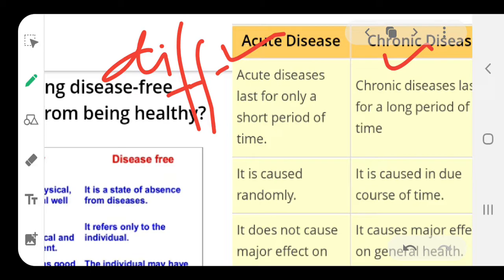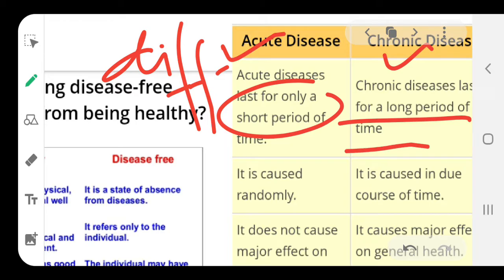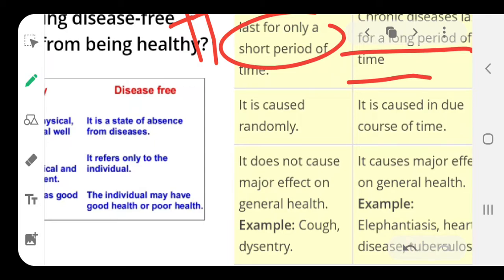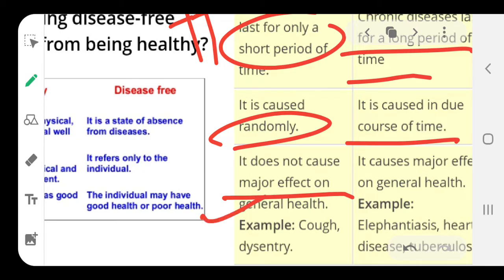So, acute disease lasts only for a shorter period of time. Their duration of infection is less, or they last for a short time, while chronic diseases go on for a long time period. As a result, they cause a lot of distress and economic loss. Acute disease can happen randomly, anytime, but chronic disease takes a particular course of time. Then, the acute disease does not cause a major effect on general health.